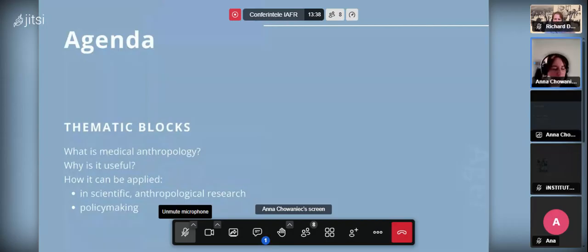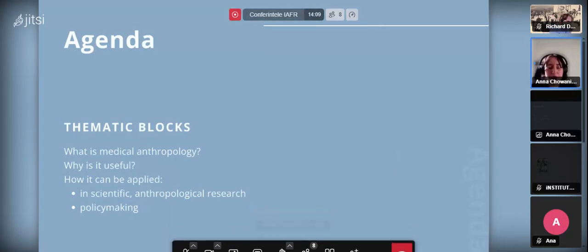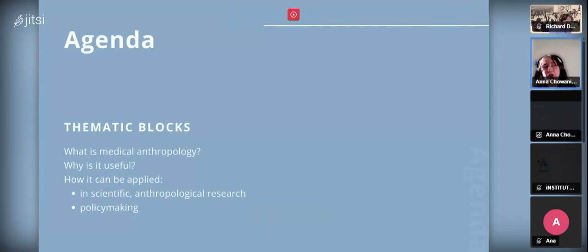How this presentation will look like. There are three thematic blocks that I would like to share with you. The first one is a short reminder of what medical anthropology is, to remind of some concepts which will be used in the later stages of this presentation in the next slides. I also wanted to share why I think it's particularly useful for researching those particular issues. And then as the last part, I will share examples of some projects that I've either participated in or that I've led that showcase those different applications.